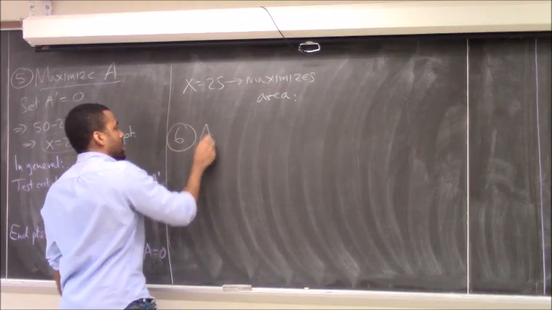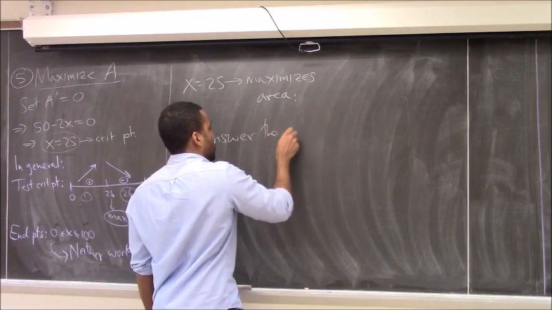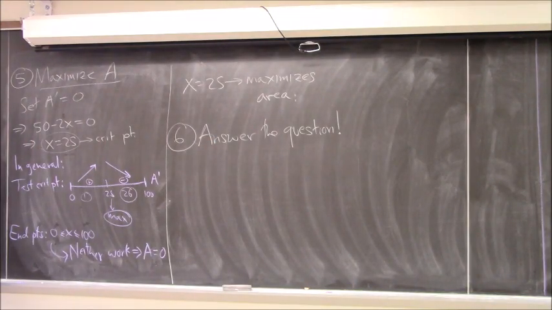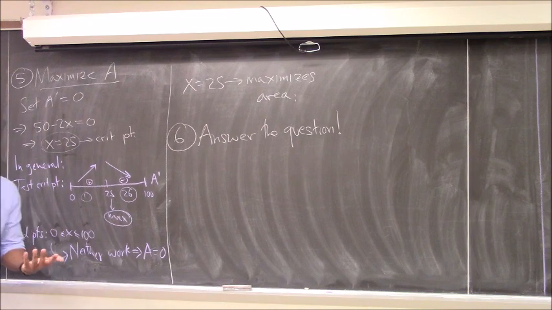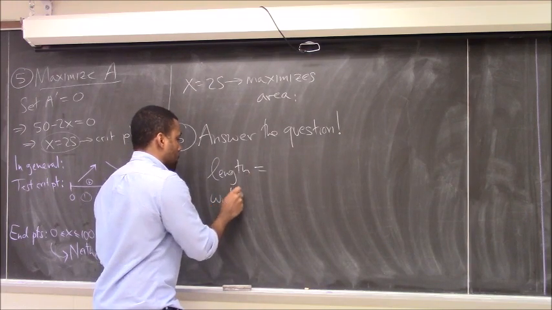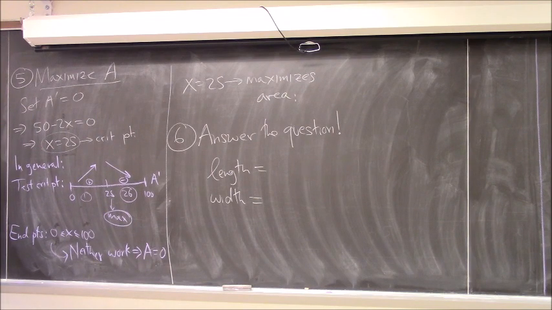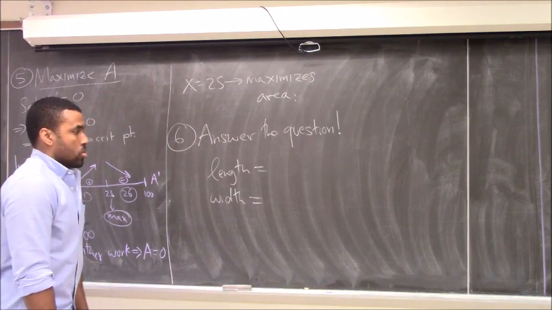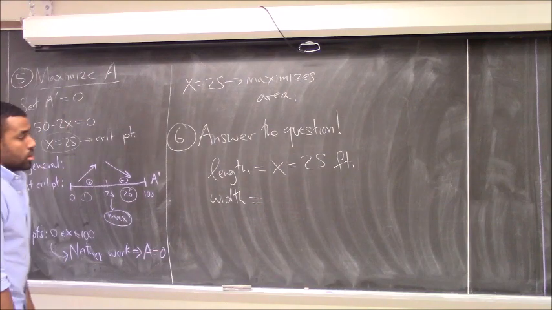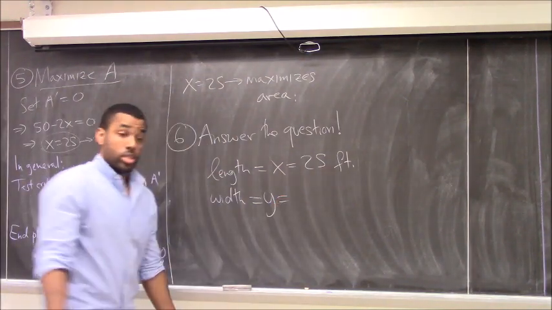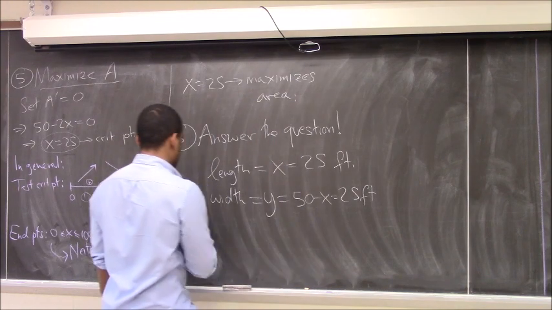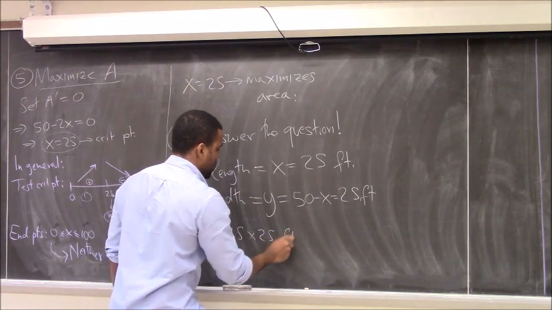Which brings us to step 6. Now we're going to answer the question. Now what did the question ask? What should the dimensions be? The dimensions, which means you haven't answered the question unless you tell them the dimensions of the fence, which means you need to tell them what is the length and what is the width. The length here was x, and that was 25, and I believe our units were feet. The width is the y, but we solved for the y. The y was actually 50 minus x, and so that is also 25. So this means it's a 25 by 25 foot enclosure.